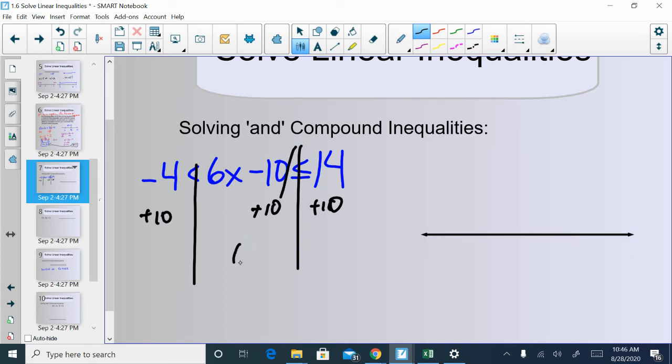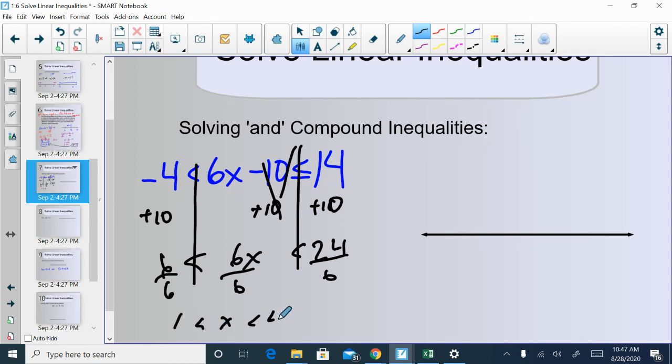Those ones will cancel though. Over here we have a 6x. Those cancel, we just drop that 6x. 24 and 6. Very similar with this. X is now being multiplied by 6. I can't have that. I need to undo it. I can undo a multiply by 6x by dividing by 6x. And if I do it to one side, I have to do it to all the sides. 1 is less than x is less than 4. That is my simplified inequality.